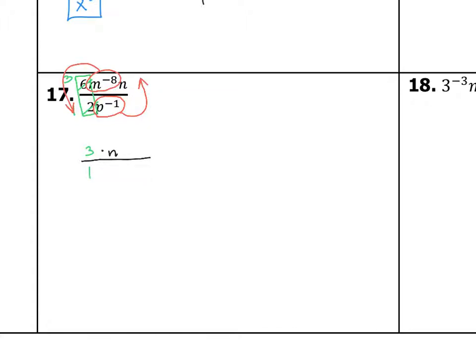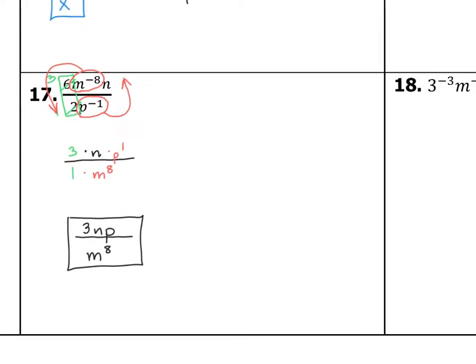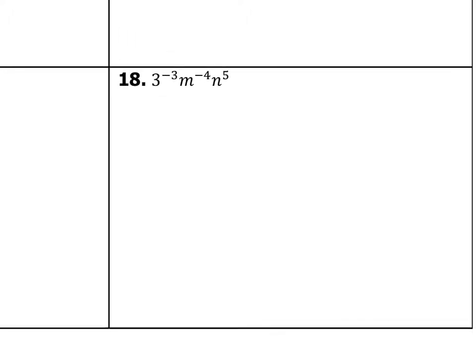It was already in the numerator. It will stay there. The p to the negative first, remember, it went to the numerator, and now it's a p to the positive first power. The m to the negative 8th went to the denominator, and now it's an m to the positive 8 power. So simplifying this down, we end up with the fraction 3np all over m to the 8th. Remember, in our answers, we should never have any negative or zero exponents, and so that's how we simplify something like number 17.